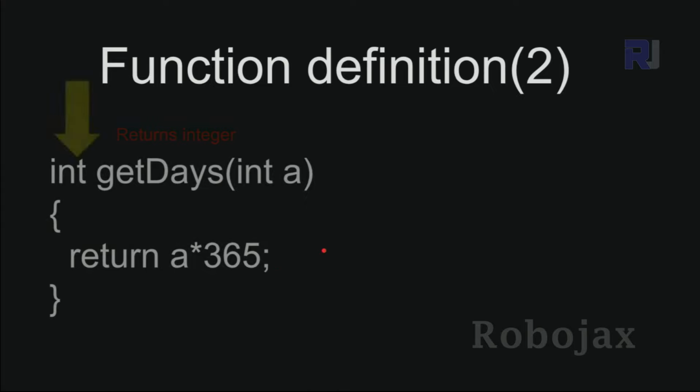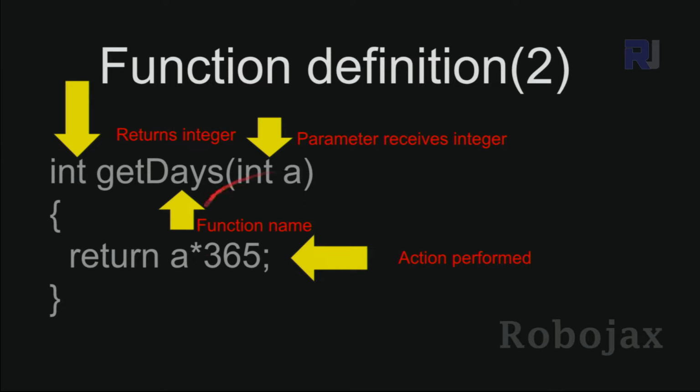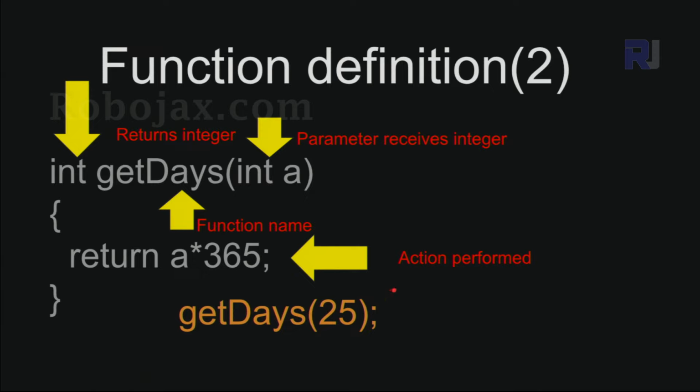And this is another function, and the return is an integer now. Before it was void, and this is the function name, and this is a parameter that it receives. This function receives an integer. Because the name says get days, this function receives a, and let's say a is age, and this function multiplies it by 365, which will give the number of days a person has lived. And this is an example of how it's used.